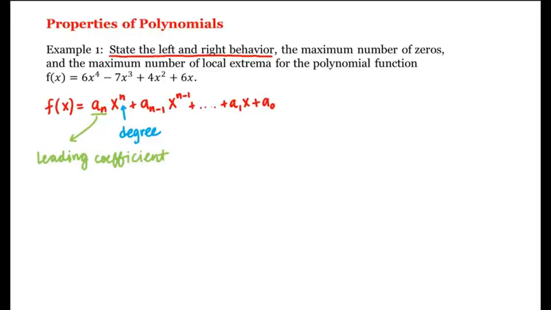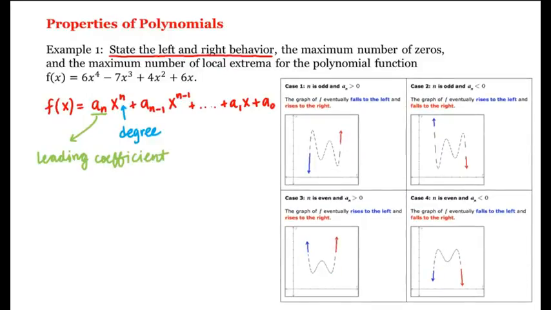Now, the graph of any polynomial function f will eventually rise or fall without bound, and to determine what happens, we look at this degree and the leading coefficient. Namely, we have the following four cases. If n is odd and a sub n is greater than 0, then the graph of f will eventually fall to the left and rise to the right, as this figure shows here.